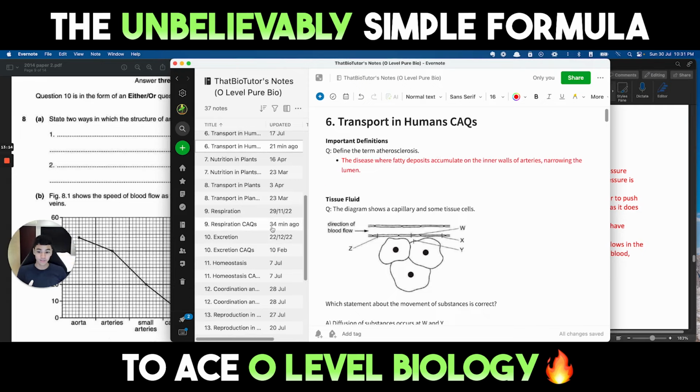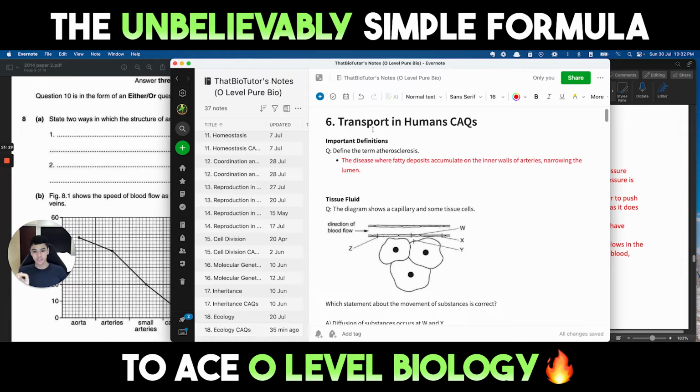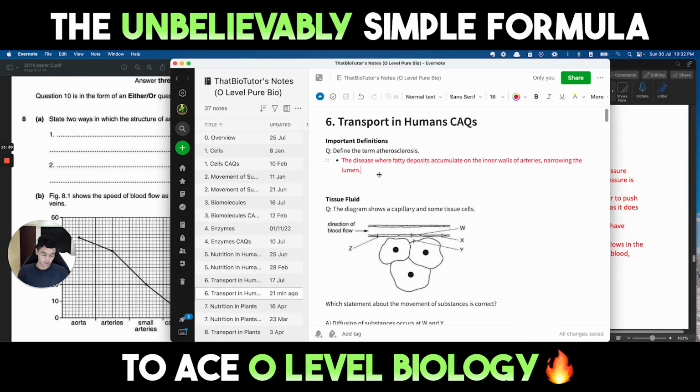Respiration CAQs, 34 minutes ago, updated. Down here, 35 minutes ago, updated. Even if it's just like an extra space that I deleted or like an extra full stop that was wrong, I'm still updating notes every day and making improvements. So it's not perfect, but I think even if the answer key that you could study before the exam was 90% that, wouldn't you still want that? You would, right?